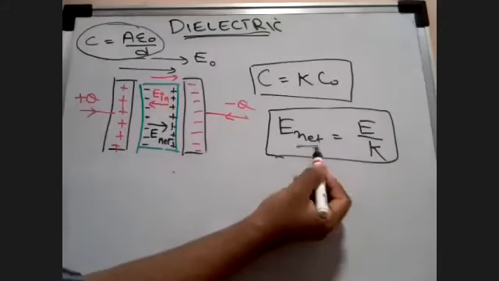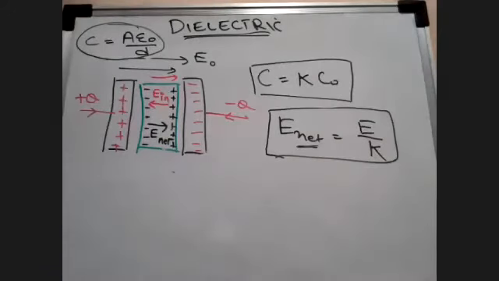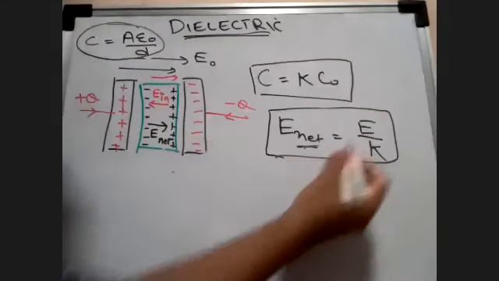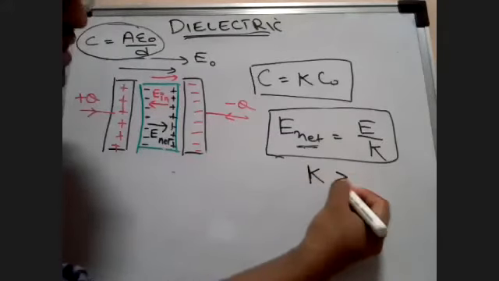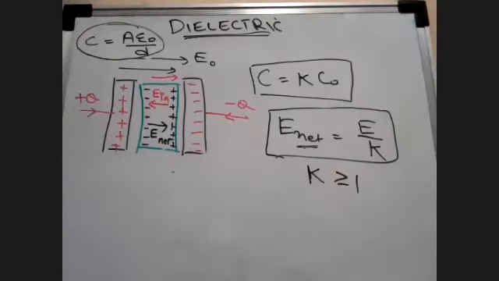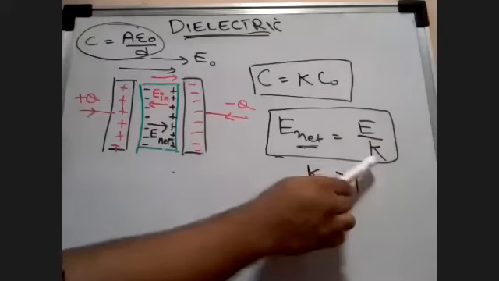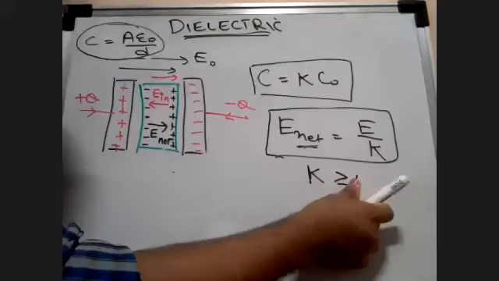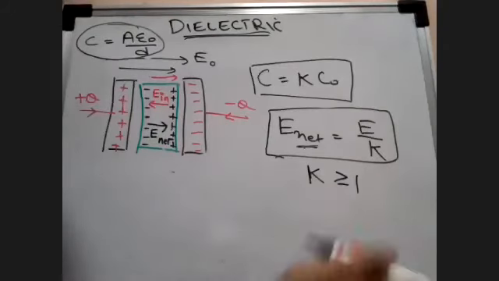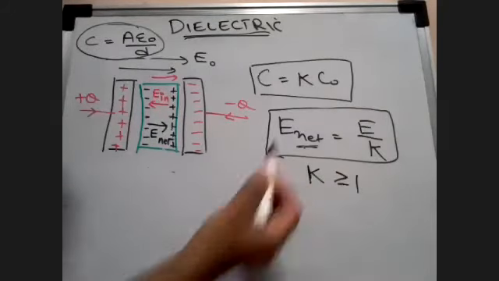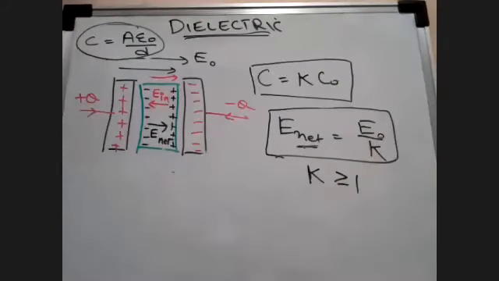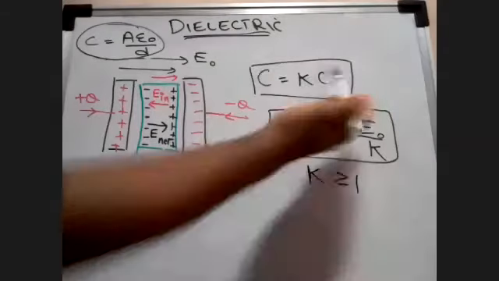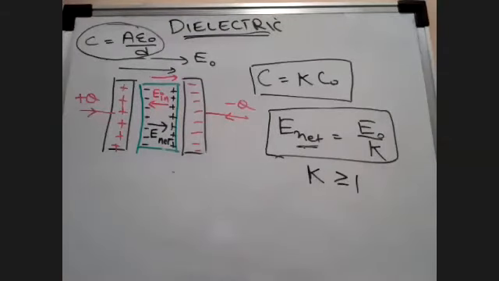E net is basically going to be less than the value of the electric field which is externally placed. So if you want E net to be less than the external electric field, then what should be the value of K? It should be greater than or equal to 1. It's only then. Greater than 1 you can say; equal to is another case. I'll just explain. If K is greater than 1, then E net is of course going to be less than E naught, which means the external electric field. And in that case, capacitance is going to increase.